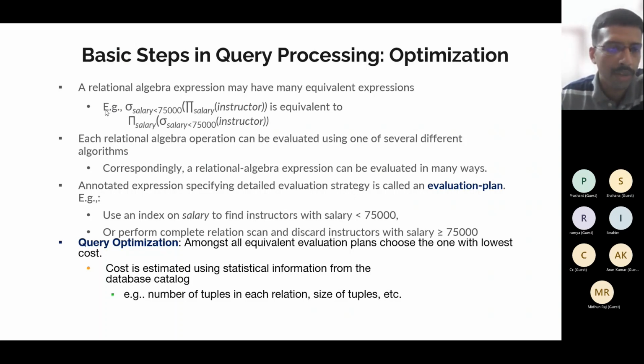As we already saw in a previous slide, a relational algebra expression may have many equivalent expressions. Say I have a select and a project. I am projecting salary and I need to select whichever people have salary less than 75,000. That is equivalent to reversing the project and select operations: I can select salary less than 75,000 and then project on salary.